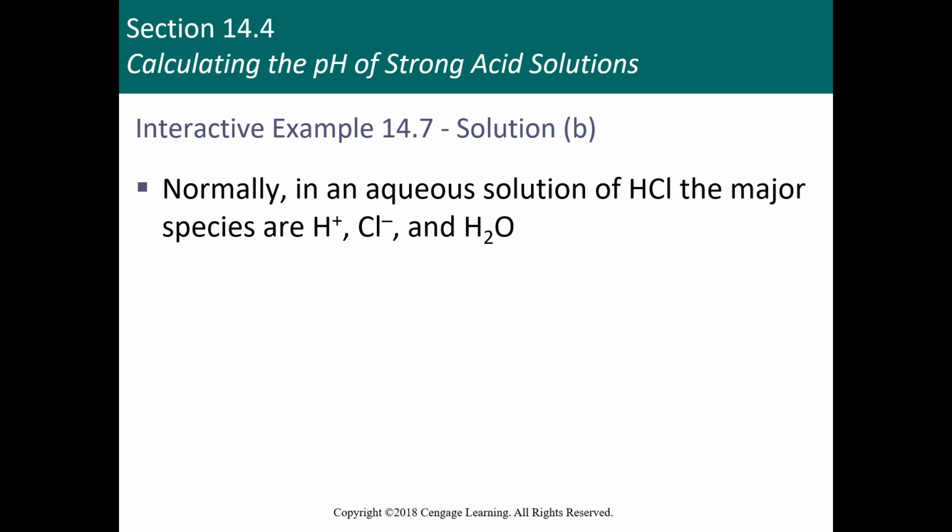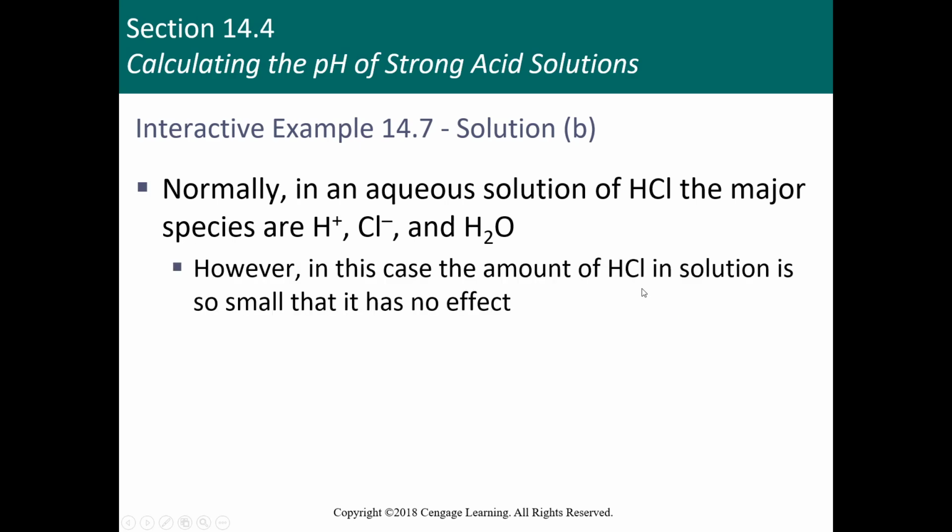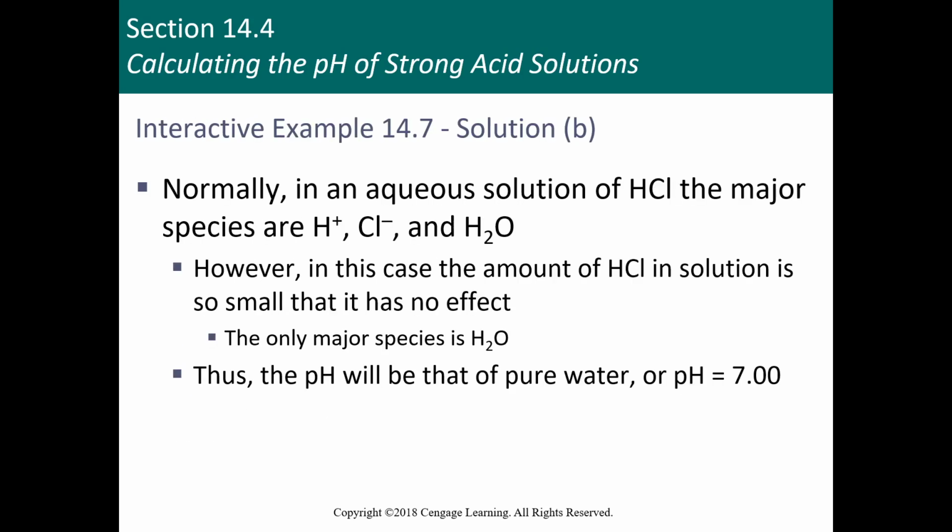Now, in an aqueous solution of HCl, the major species would normally be H+, Cl-, and water. However, the HCl in the solution is so small, it just doesn't matter because you have 10 to the negative 14 of it. It's so small, it's a meaningless number. And so, it's not going to affect the autoionization of water, which is 10 to the negative 7, right? Or another way of saying that, it's going to be essentially pure water because you have so little HCl, it doesn't actually change it from being pure water. So it's going to end up being pH 7.